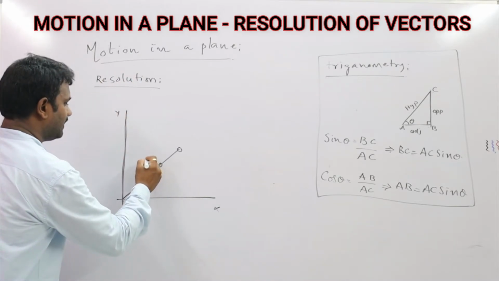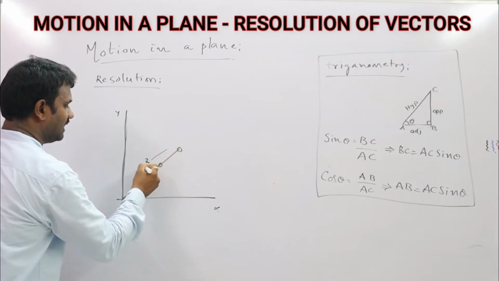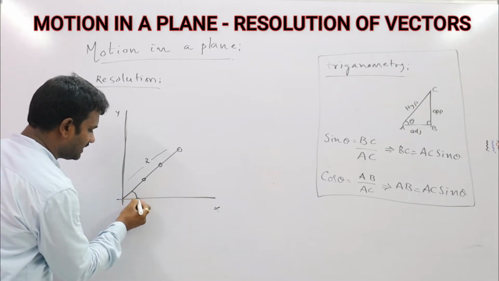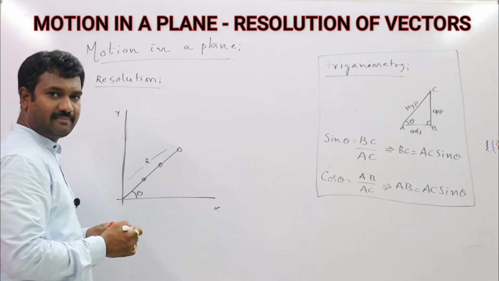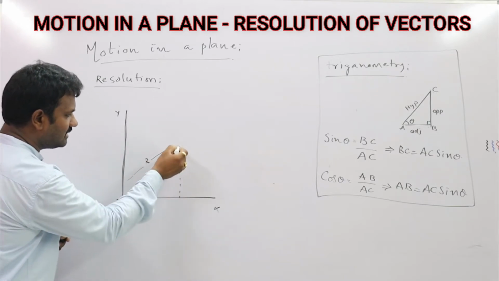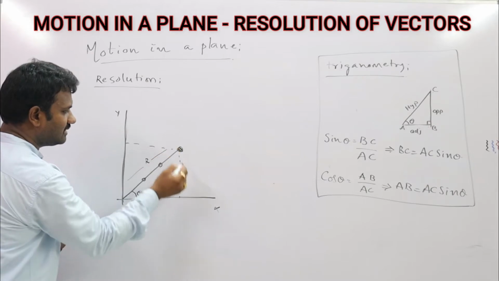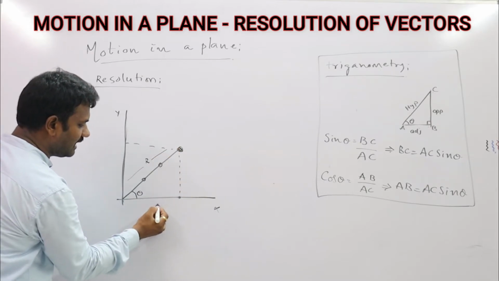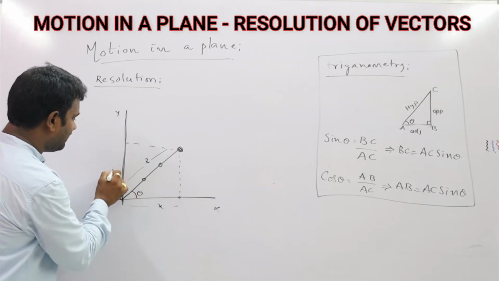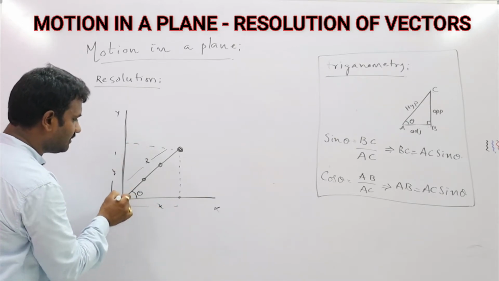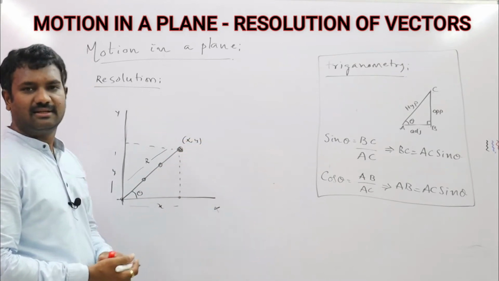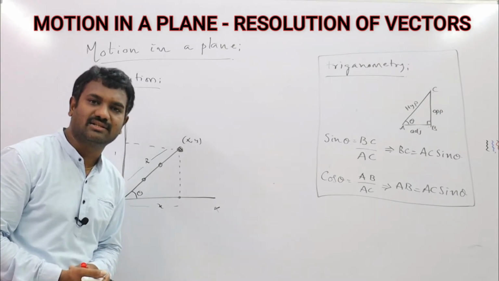For example, this is a displacement r along the XY plane, which makes some angle theta with the x-axis. It is now here, right? It is some x distance away from the origin along the x-axis, and y distance away along the y-axis from the origin. We can say that this is x comma y. This x displacement is known as its x component.